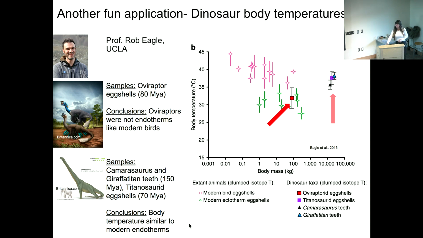And what they ended up determining for these samples is that they did likely regulate their body temperatures, which was a pretty interesting finding because previously it was not really known whether they were more like a reptile. But by actually using data to examine their body temperatures, they determined that they did likely elevate their body temperatures and were more similar to modern endotherms, meaning they regulated their temperature.